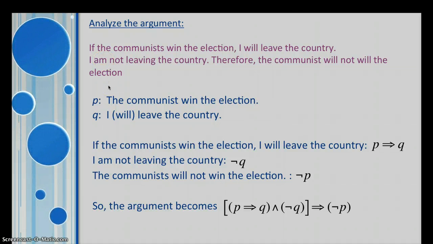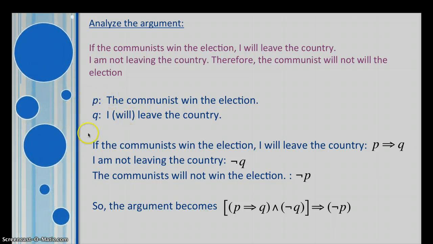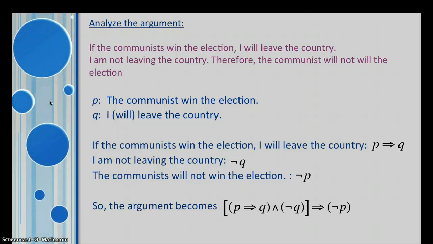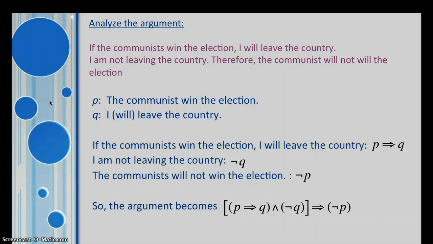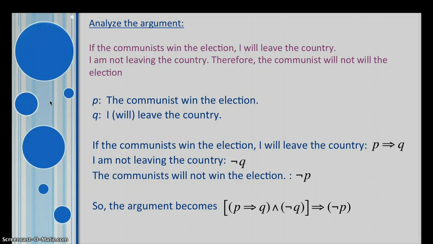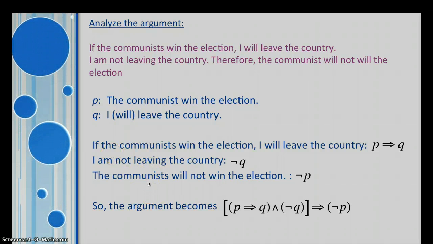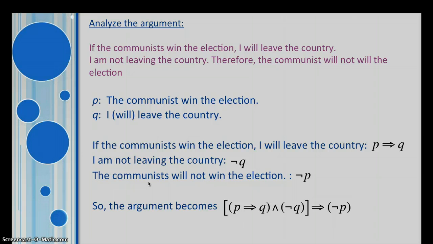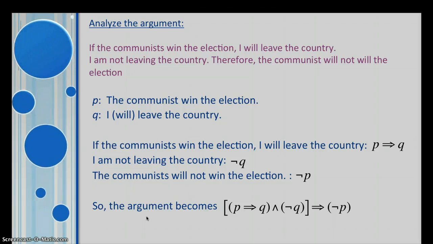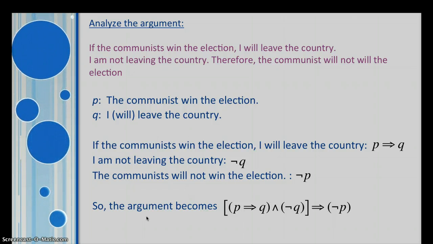you know that your first line is an implication. So you have if the communists win the election, I will leave the country. Both propositions are positive, so you don't have negation. And then on the second line, I am not leaving the country. And I am not leaving the country is Q, so negation of Q. Therefore, your therefore is the arrow symbol. The communists will not win the election. So you have the negation of P. I hope you understand. It's simply proposition by proposition. You follow it and you write the notation.